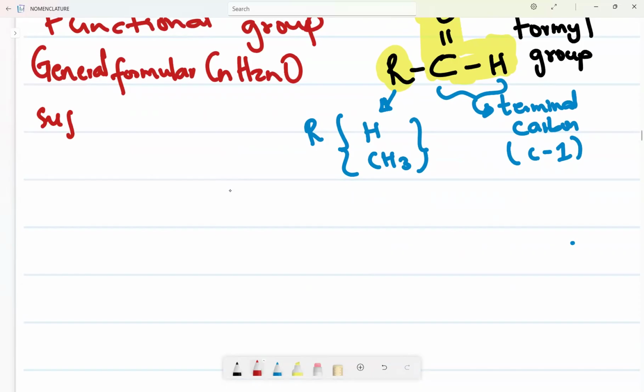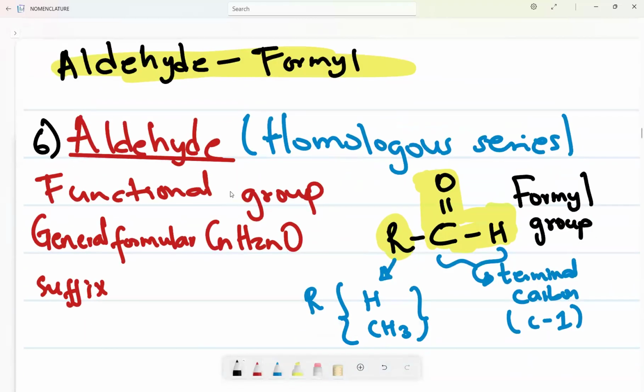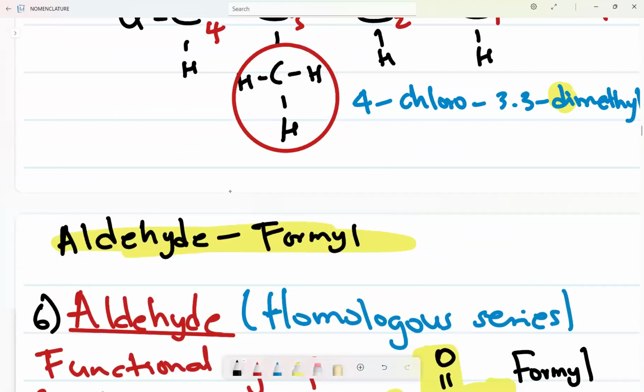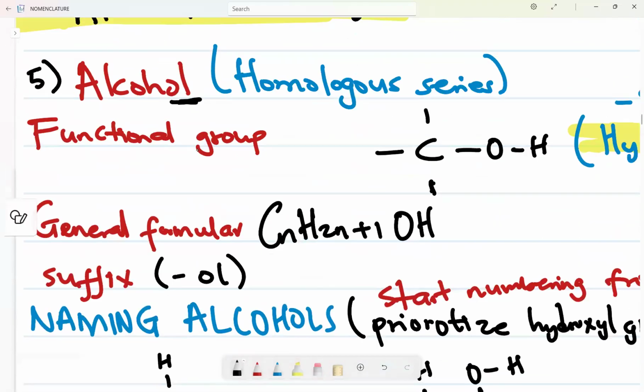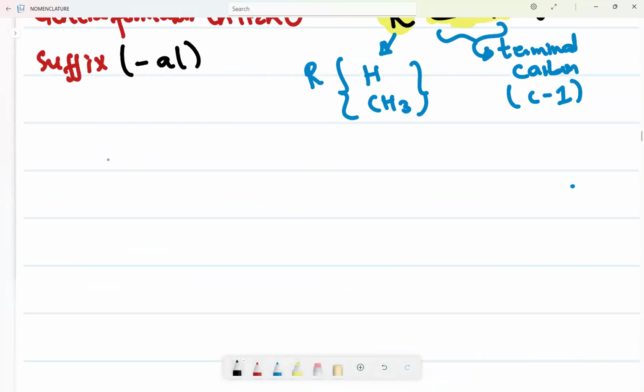Now the suffix. The suffix for aldehyde, can you guess it? I would have wanted to say "ide," but no, instead we are going to take "al." Remember in alcohol, we took "ol." On this one, you just take "al." Then now, let's come to naming.